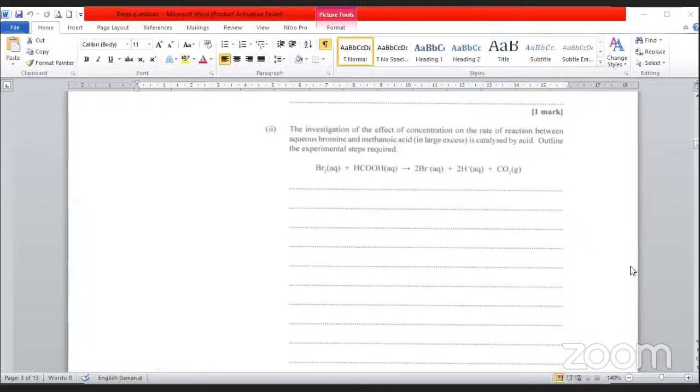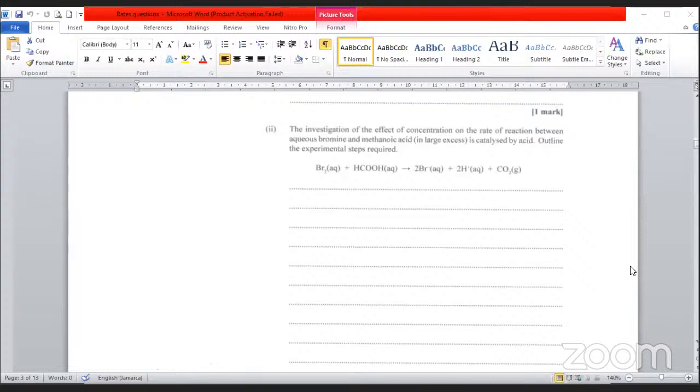All right, so the concentration of the methanoic acid is constant, can be considered constant because the question says it's in large excess. The aqueous bromine is reddish brown, and the concentration of the bromine decreases or falls during the course of the reaction. The intensity of the reddish brown color can be followed by a colorimeter at suitable time intervals.